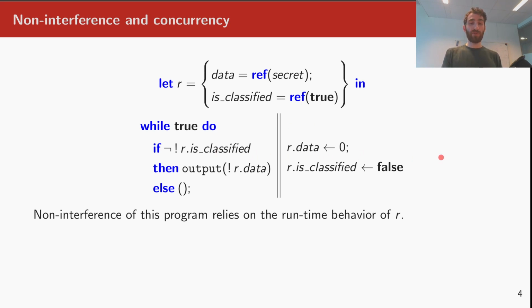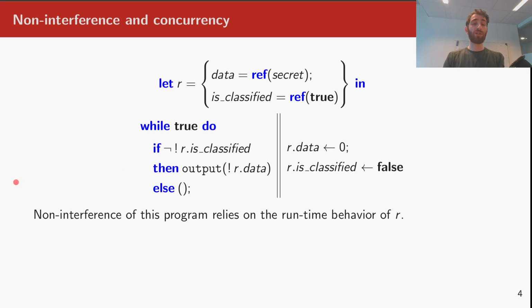The rightmost thread does the following. It first overrides the secret information in the data field of r with some junk, and then it sets the isClassified bit to false. The thread on the left acts as follows. It spins in an infinite loop, and in each iteration it checks whether the isClassified bit is set to false. If that is the case, the thread prints the value of r.data onto the screen.